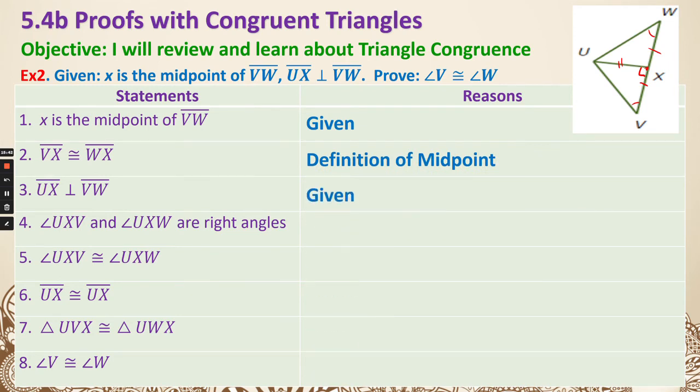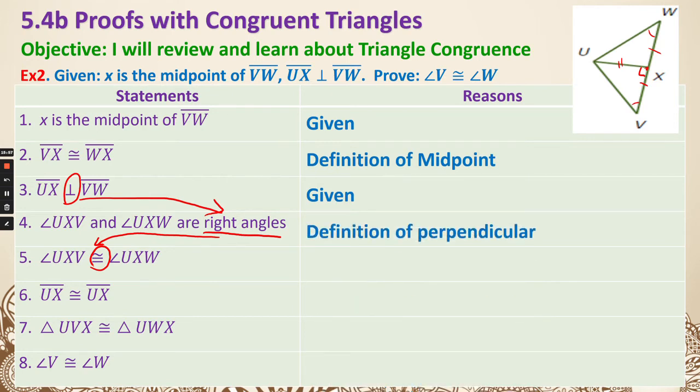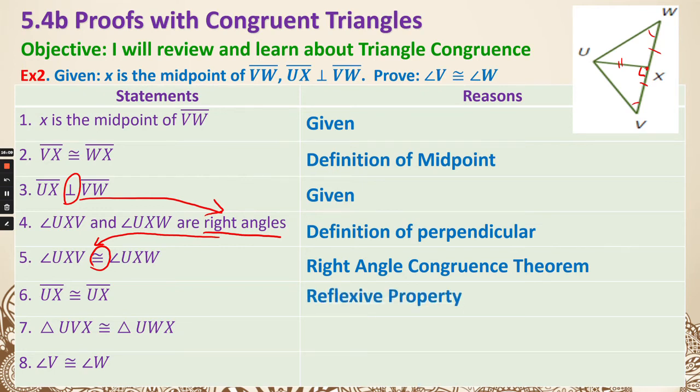Next, perpendicular, that is also given. And you see from perpendicular, we're going to go to right angle, and then we're going to go to the angles being congruent. That is a pretty typical proof procedure. So by definition of perpendicular, we get right angles. And then because they're right angles, we can say they're all the same. And that is by the right angle congruence theorem. And the next one, saying something equals itself, that is the reflexive property.